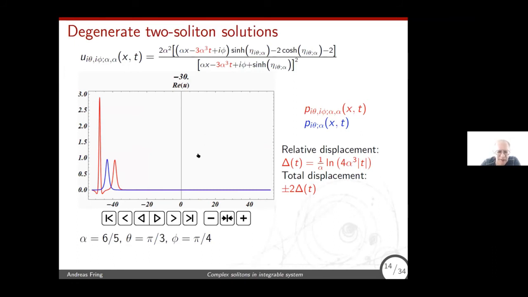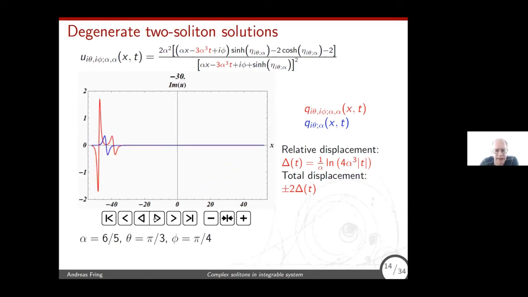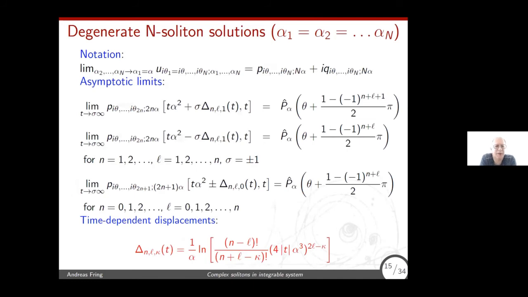And we can. Again, same approach. We look at the asymptotics. And then we find now for this degenerate model that the relative displacement depends now on time itself. So it's no longer time independent, but we can still calculate this. And the same happens for the imaginary part. It just moves in parallel to this.